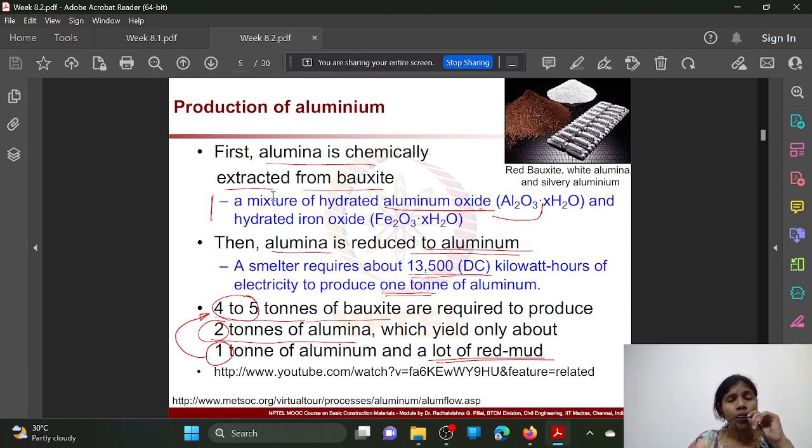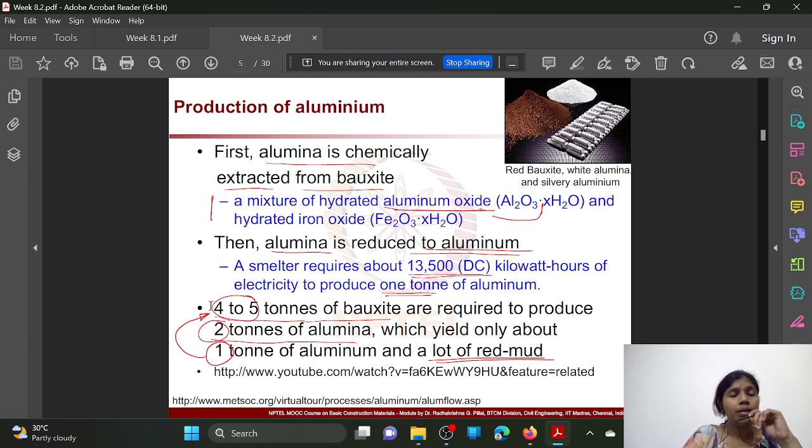And how aluminium is produced is, first alumina is chemically extracted from the bauxite. Alumina is nothing but a mixture of hydrated aluminum oxide, that means Al2O3 with some hydration, and hydrated iron oxide. Then alumina is reduced to aluminium. A smelter requires about 1350 DC kilowatt hours of electricity to produce one ton of aluminium.